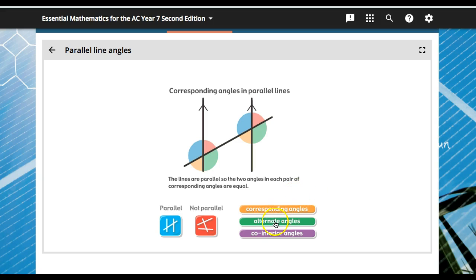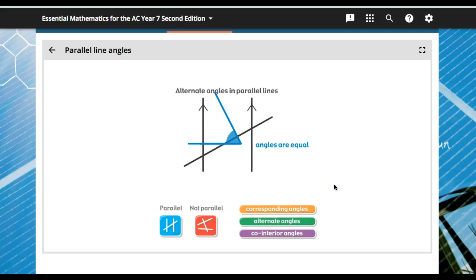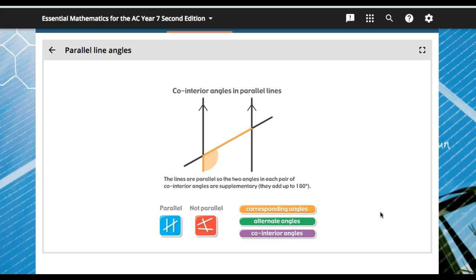So that was for corresponding. Let's look at alternate angles. We're only looking at parallel lines for now, so I won't do the parallel. So you can see here it's just proving how they're the same. Okay, so these alternate angles in blue are the same and the orange alternate angles are the same. And then lastly, co-interior. Okay, so it's just showing how they add up to 180. Okay, so very useful to have in your notes.